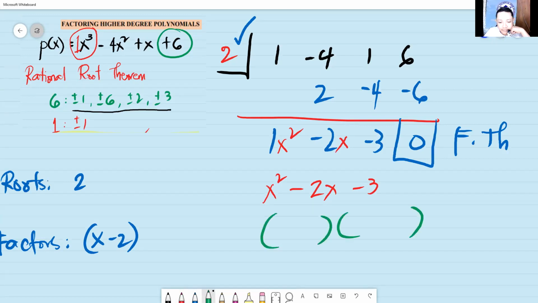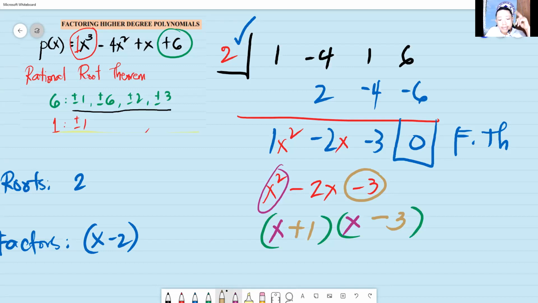Trial and error. Factors of x squared, that's x and x. Factors of 3, we have 3 and 1. What should be their signs? To match the -3 for their product and to match -2 for their sum. Type the answers in the chat box, please. Which one is negative? Which one should be positive? Okay, good. Very good. So therefore, this should be negative and this should be positive.